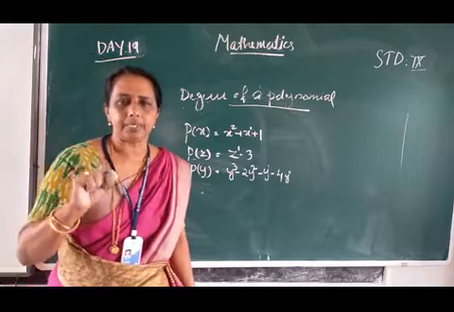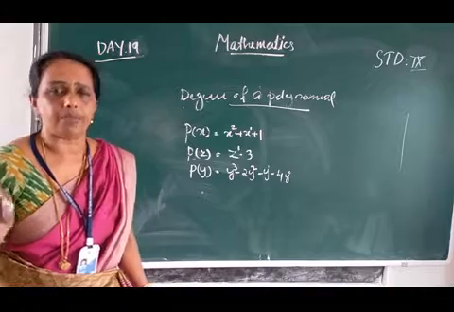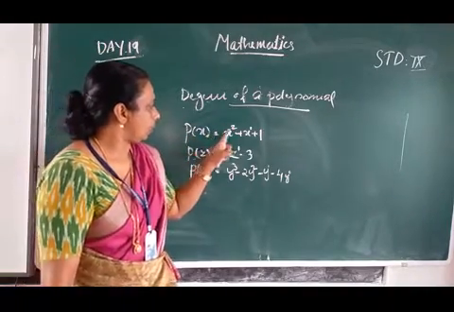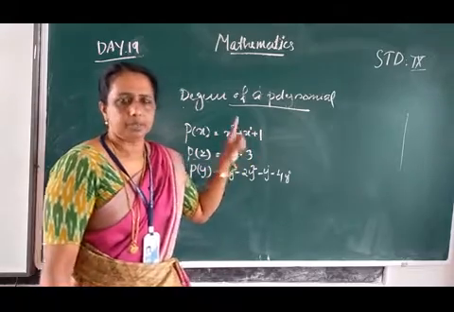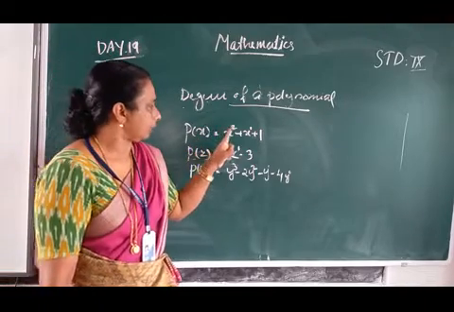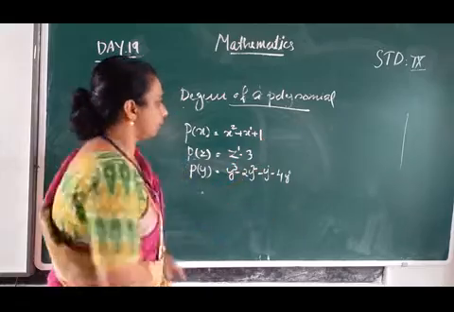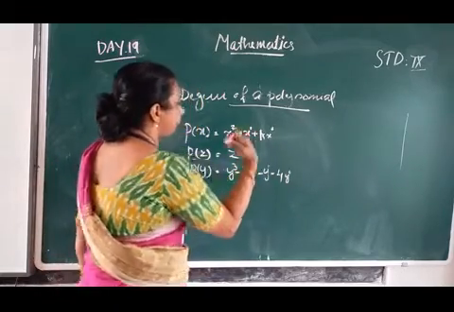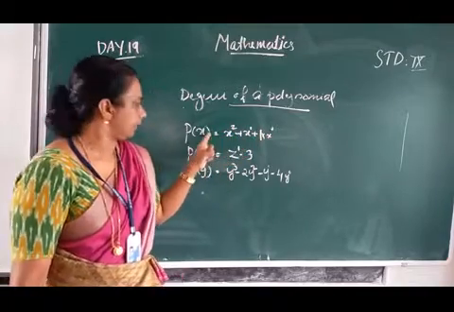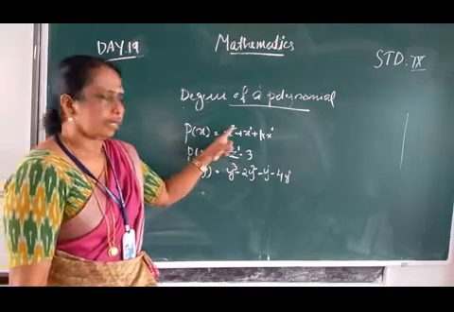That is, the highest power of the variable in a polynomial is called the degree of the polynomial. Okay, one more time, listen here. P of x is equal to x square plus x plus 1. This is a polynomial in the variable x. The powers of the terms are 2, 1, and the constant has power equal to 0. Therefore, the highest power is equal to 2. Therefore, this is a second degree polynomial. That is, the degree is 2.